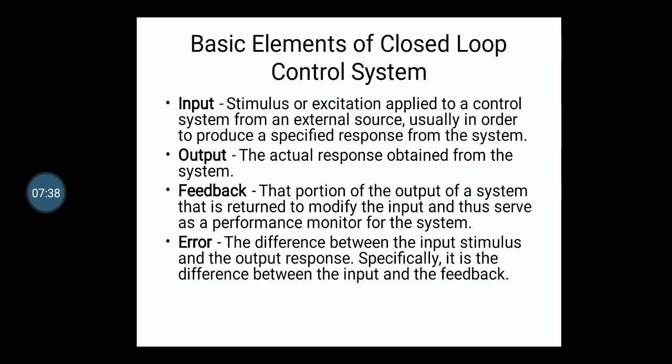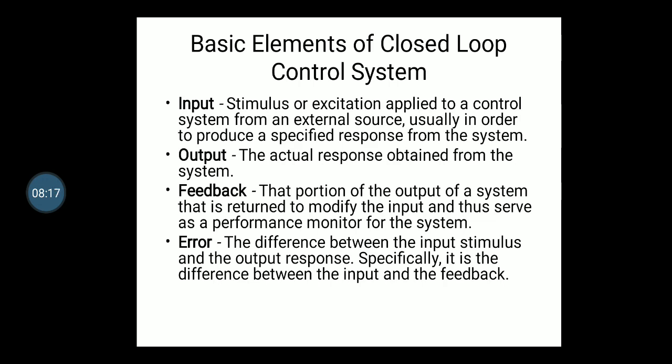Output is the actual response obtained from the system. Suppose we switch on the fan, so we are getting air; that air is our output. Next one is feedback. We have seen the last few examples, DC motor speed control and the air conditioner. What do we mean by feedback? Feedback is that portion of the output of a system that is returned to modify the input and thus serves as a performance monitor for the system.